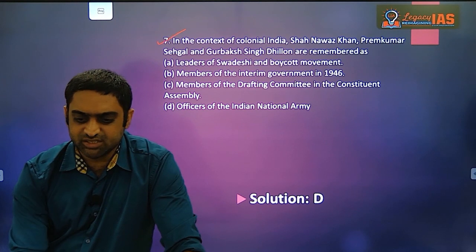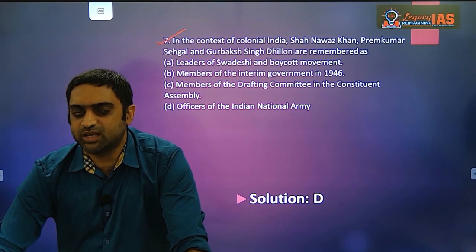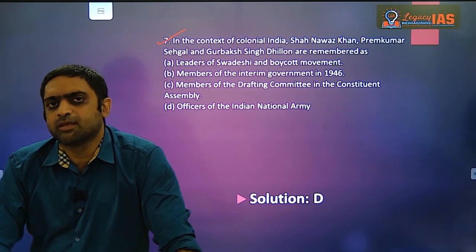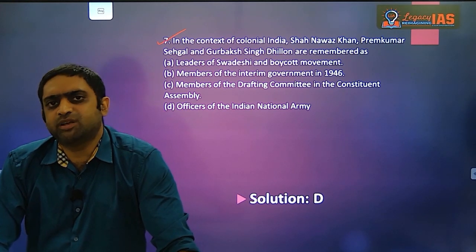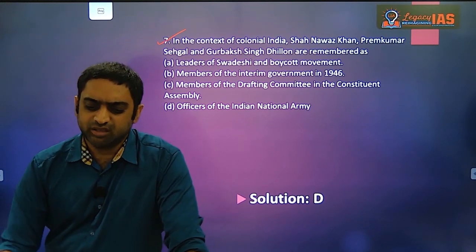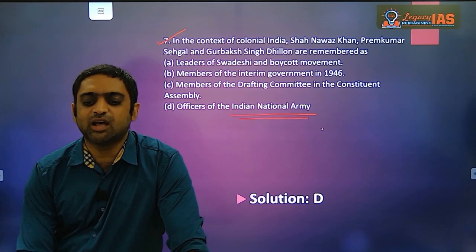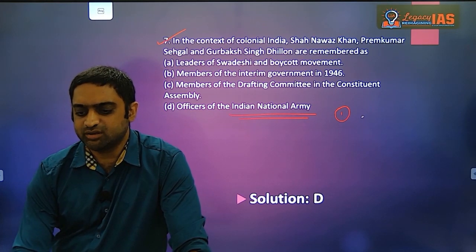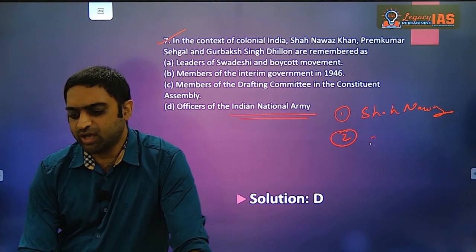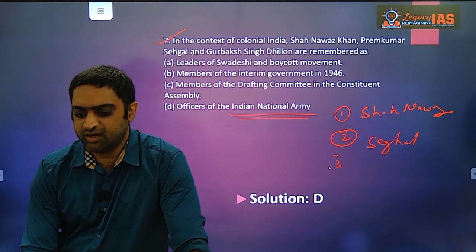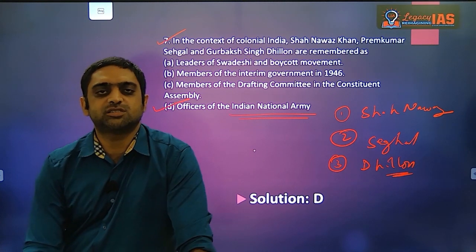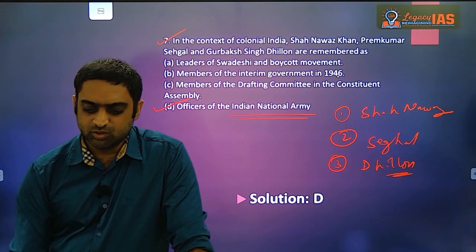The seventh question is related to the freedom struggle as well as the role played by the Indian National Army. So, especially in the 1940s, when there was a lot of communal violence happening in India, and the talks were to divide the entire country on religious lines, the Indian National Army was a very good example of communal harmony. It had a Muslim captain, Shahnawaz Khan, a Hindu captain, Sehgal, and a Sikh captain, Dhillon. So they were all officers of the Indian National Army. So correct answer is D.